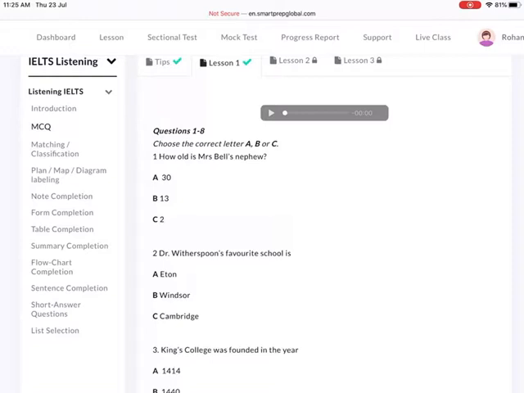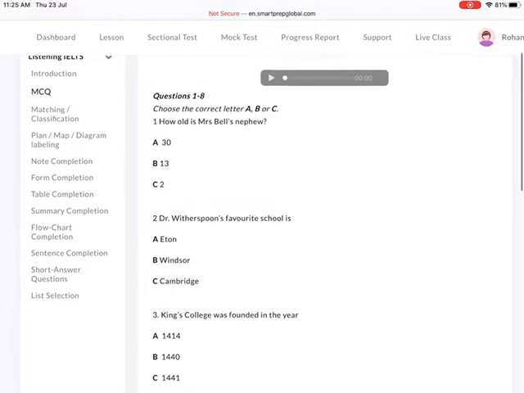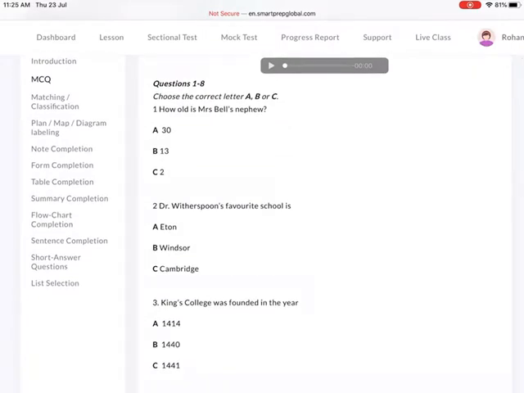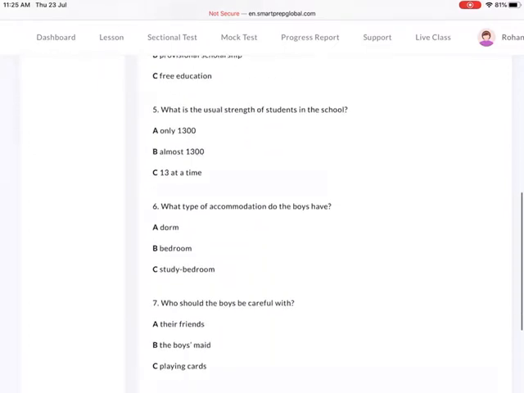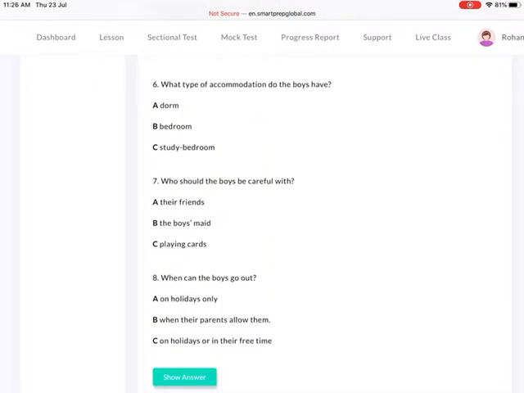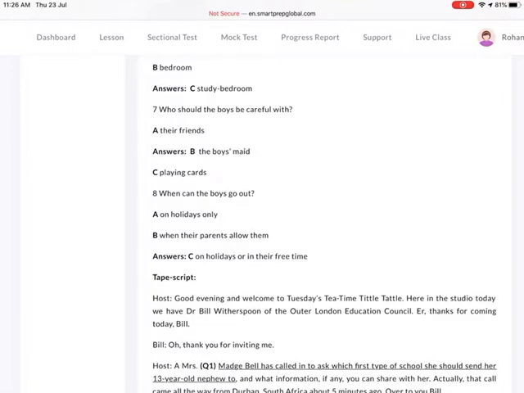Above, you'll be able to see that there is a recording. The student has to click on the play button, listen to the whole audio section, and then sit with a pen and paper handy and tick mark the appropriate answers for questions 1 to 8. Once all the answers are done, click on the show answer button.